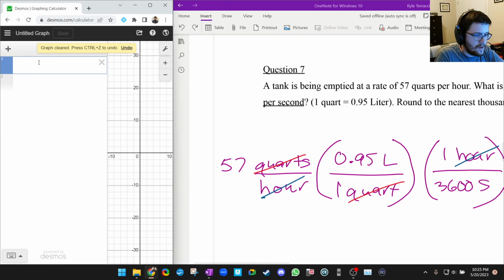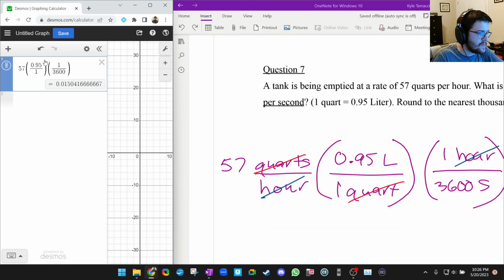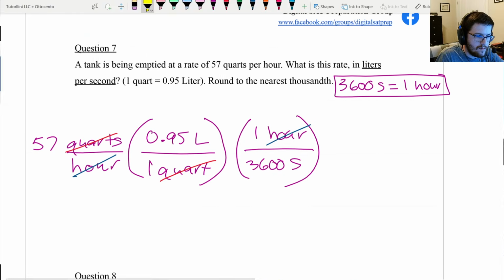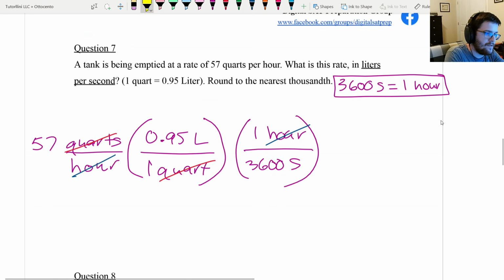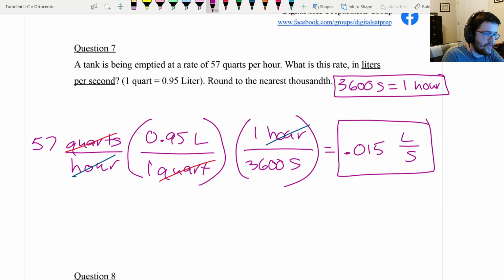So now we just have to type this all in and remember to round to the thousandth. So 57 times 0.95 over 1 over 3,600. And we get 0.015. That's the thousandth. So 0.015 liters per second. Very good.